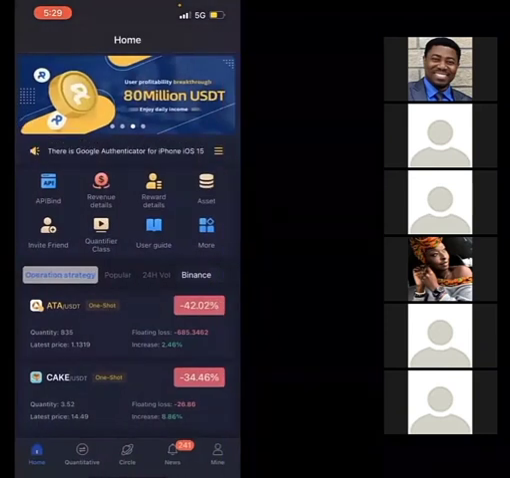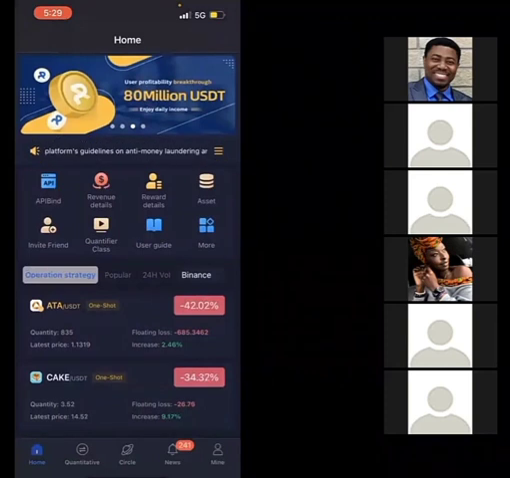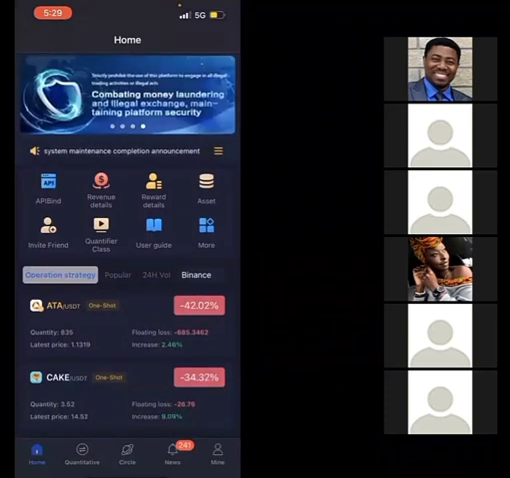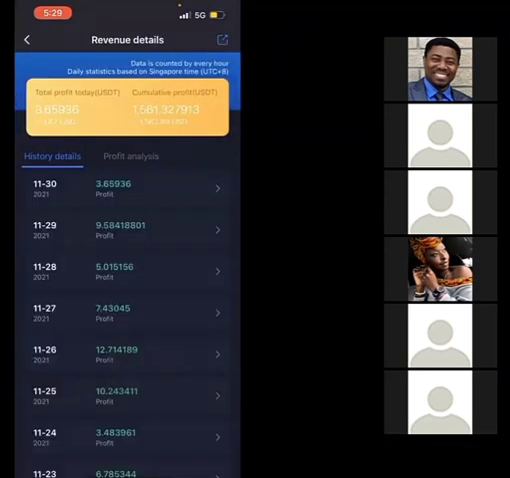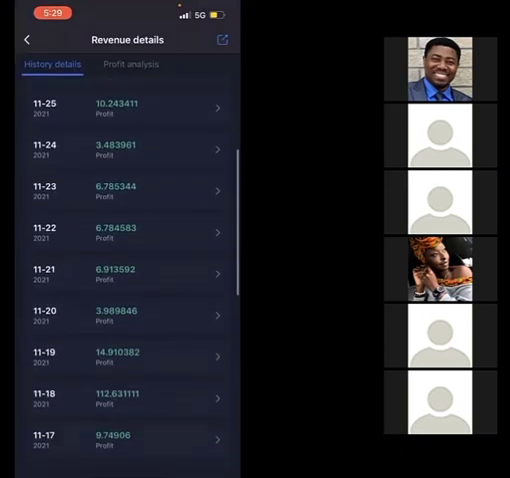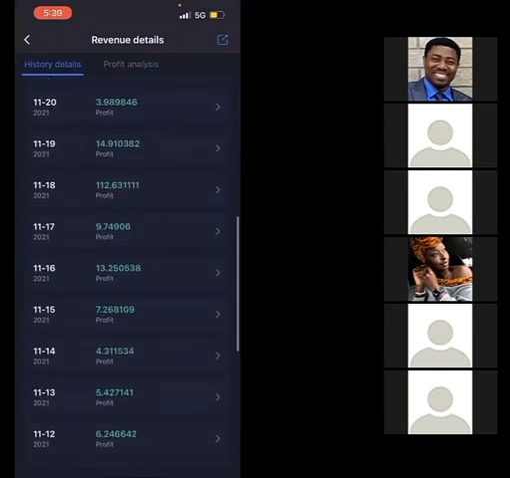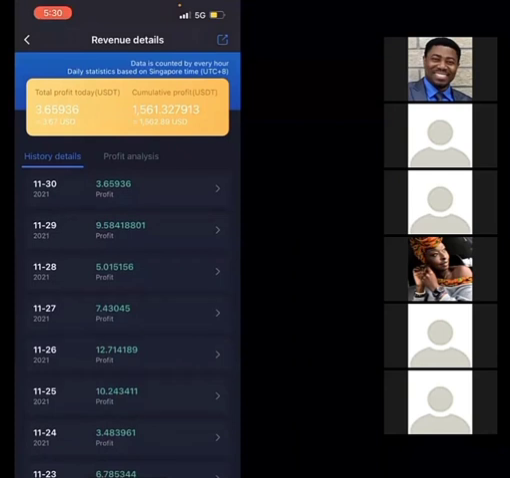If I wanted to check what my profits are for that day or for that month or for whatever, I'm going to click on revenue details. This shows you that today, $3 was made on this account and $9 and all that. All of it really just keeps adding up. Some days I make $112, as you can see on the 18th, $14 on other days. But all in all, in a period of about 2 months, $1,500 has been generated.